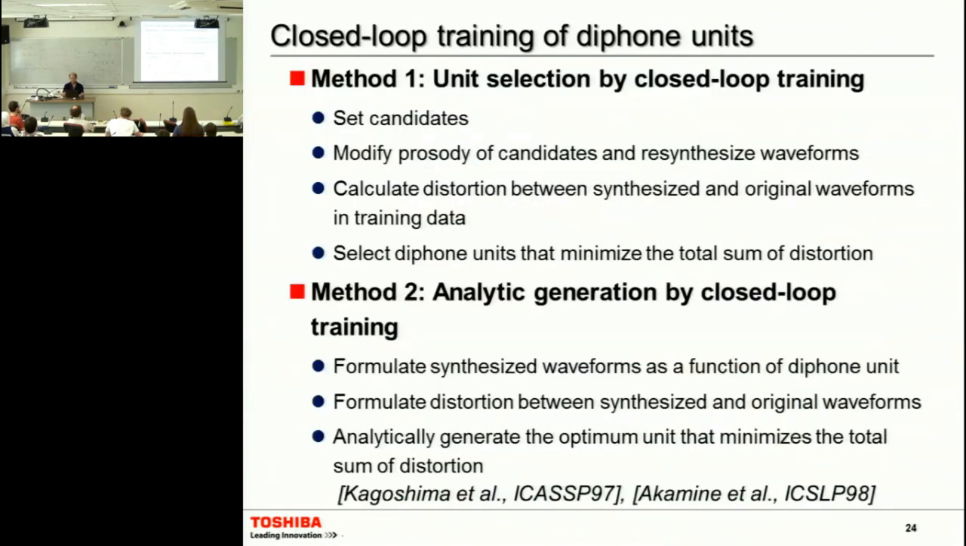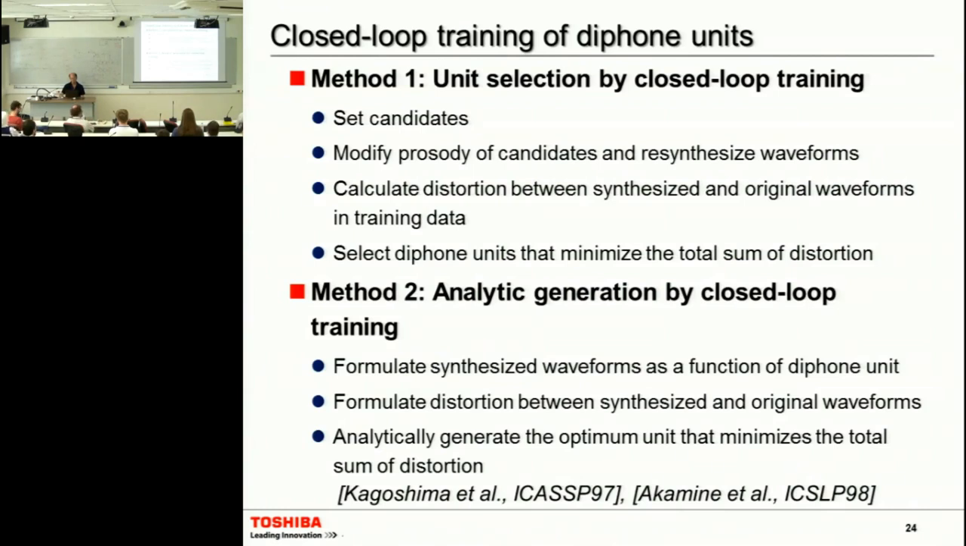So, method one, this is unit selection by closed-loop training. First, we set the candidate unit candidates, and we modify the prosody of the candidate and resynthesize waveforms. Then we calculate the distortion between synthesized and original waveforms in training data. And we select diphone units that minimize the total sum of distortion. This is method one.